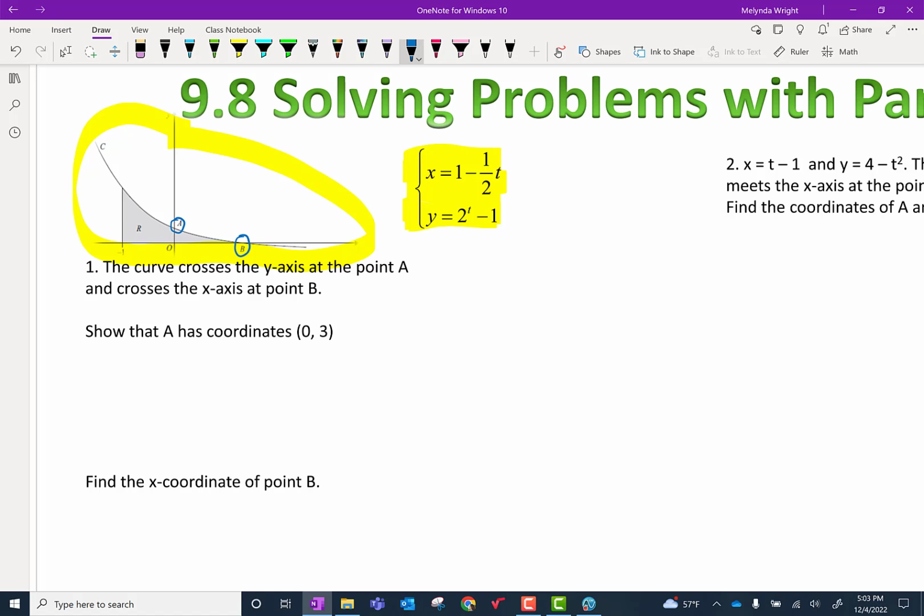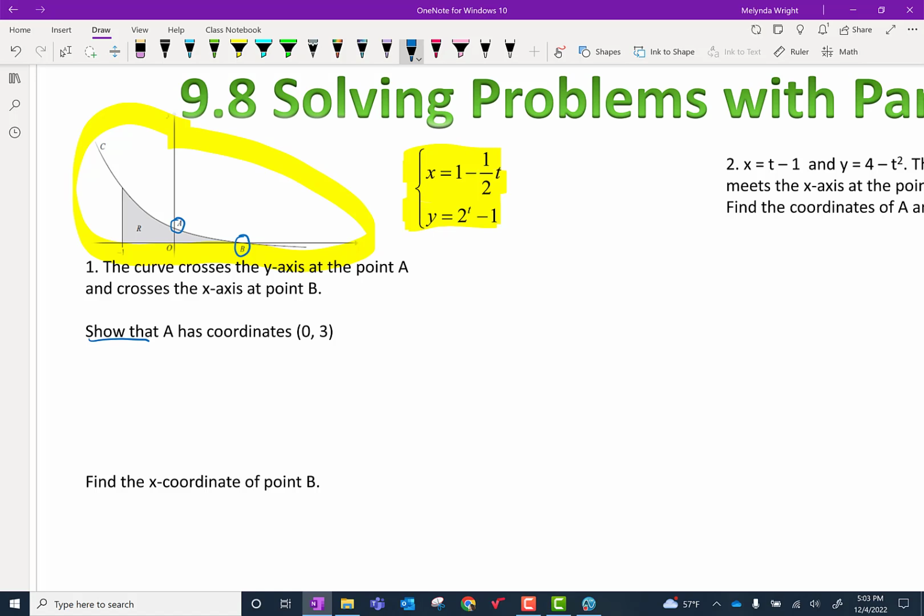So those words, show that, that's kind of a mathy thing, right? That basically means show me how you know that mathematically. Don't just say, oh, because it is. I mean, you've got to show the steps. How do you know that the coordinates are 0, 3?